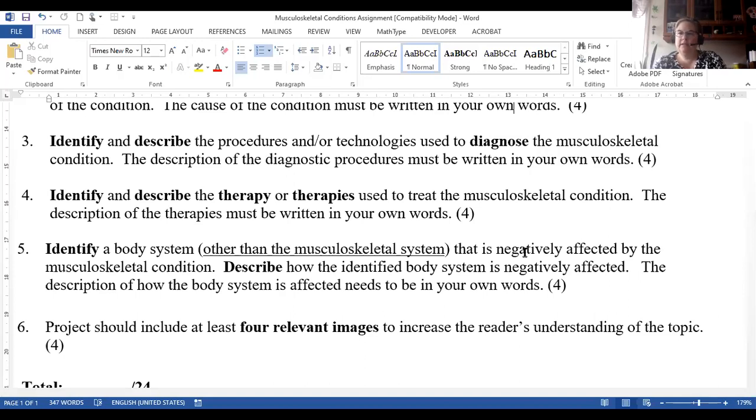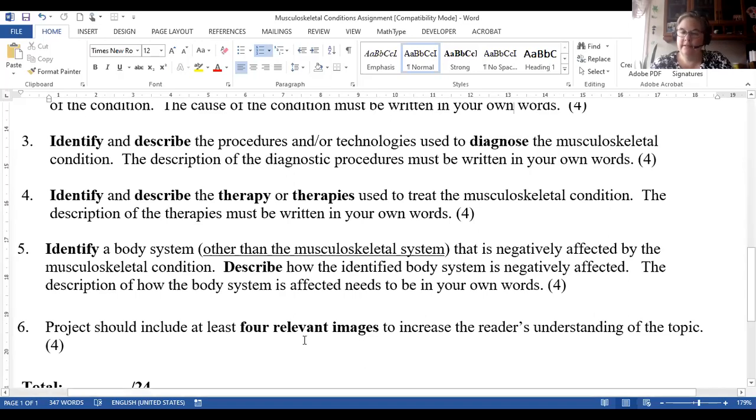So we talked in our first course, the Health Services and Foundations, we talked about 11 different body systems, okay? Muscular and skeletal, we're including both of those in this unit that we're doing right now, right? So that means there's 9 other body systems that could be affected. So think about what's happening with the person. You're going to identify the body system, and then you're going to give me a clear description of how that body system is affected because of the musculoskeletal system being damaged, okay?